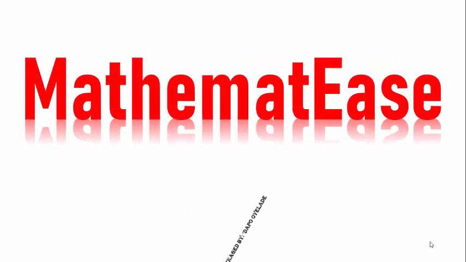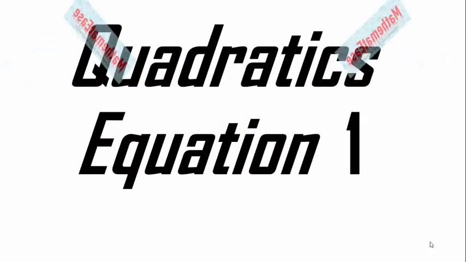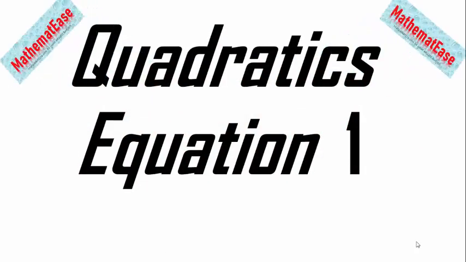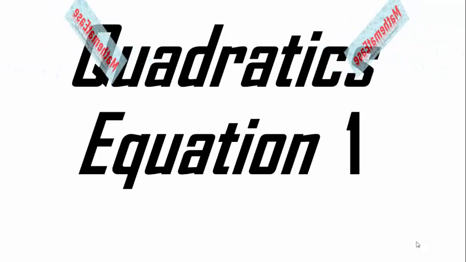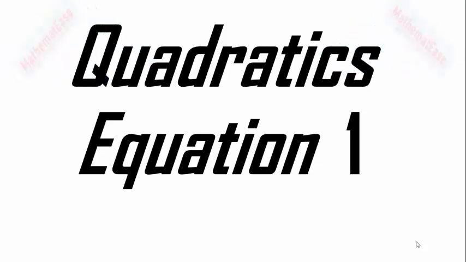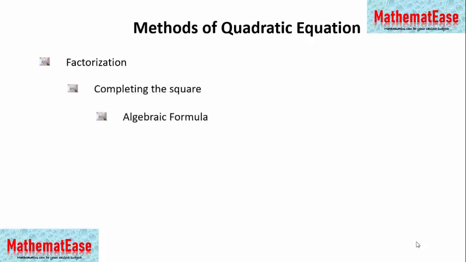And the topic we are considering here is quadratic equation. This quadratic equation will be done in two parts. We have quadratic equation 1 and quadratic equation 2. In quadratic equation 1, we are going to talk about different methods, and the continuation will be in quadratic equation 2. So the methods under quadratic equations are factorization method, completing the square method, use of algebraic formula method, and graphical method. In this quadratic equation 1, we only do factorization, completing the square, and algebraic formula. The use of formula or graphical method will be considered in quadratic equation 2.